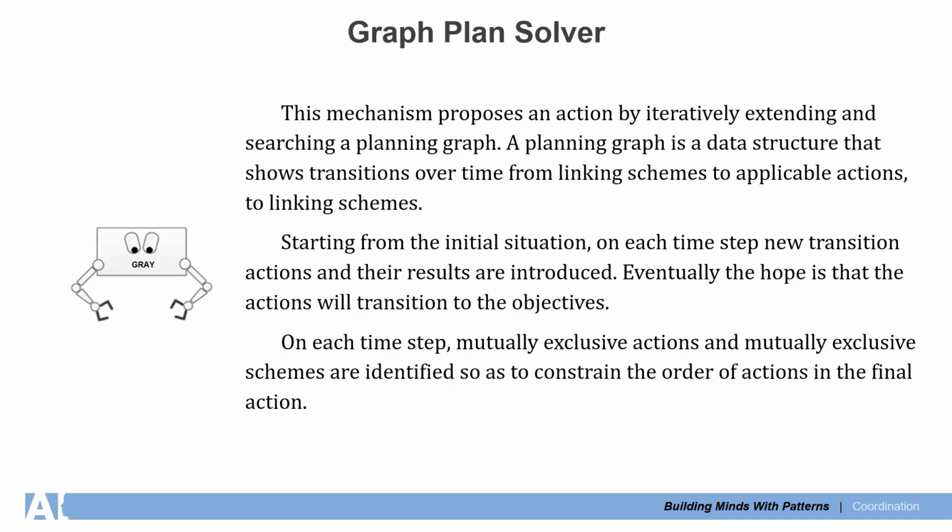The graph plan solver mechanism proposes an action by iteratively extending and searching a planning graph. A planning graph is a data structure that shows transitions in time from an initial situation to applicable actions to linking schemes to applicable actions, and so forth. Starting from the initial situation, on each time step, new transition actions and their results are introduced. Eventually, the hope is that the actions will transition to the objectives. On each time step, mutually exclusive actions and mutually exclusive schemes are identified so as to constrain the order of actions in the final action.